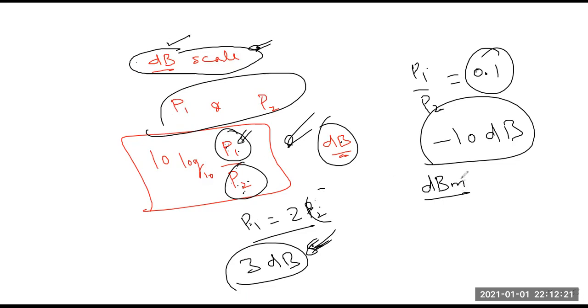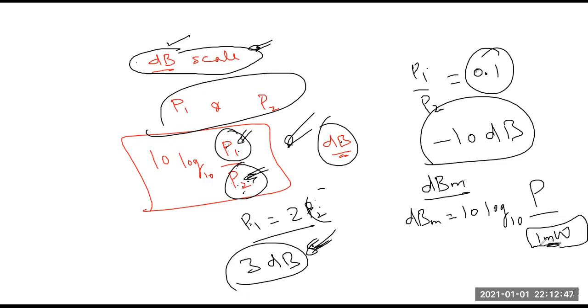But the dBm scale is different, in the sense that if you know some value in dBm, you can directly tell the absolute value of power. How is it done? dBm is equal to 10 log base 10 of any given power P divided by 1 milliwatt. So in this case, P2 is always taken as 1 milliwatt. 1 milliwatt is our reference. If I want to find the value of any P relative to 1 milliwatt, the value you get from this expression is known as dBm.